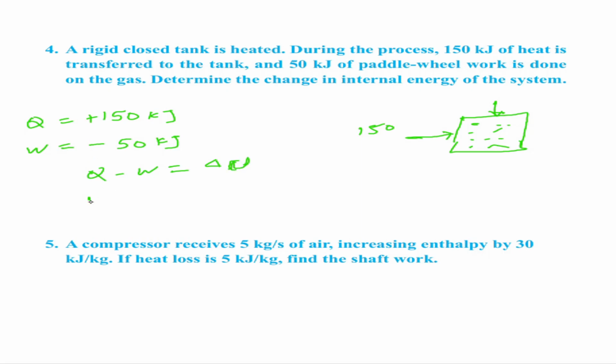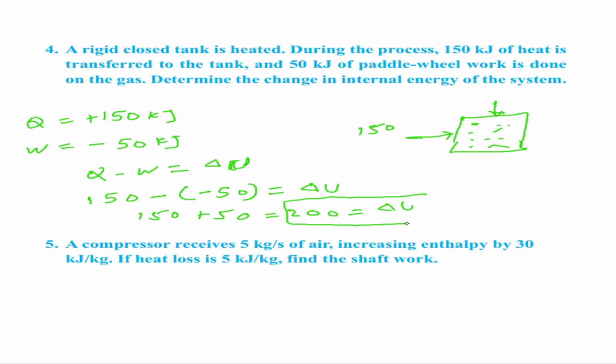So Q is given as 150, minus W, which is given as minus 50. So delta U, and minus minus becomes plus, so the answer is 150 plus 50, which equals 200. This is delta U, the change in internal energy.